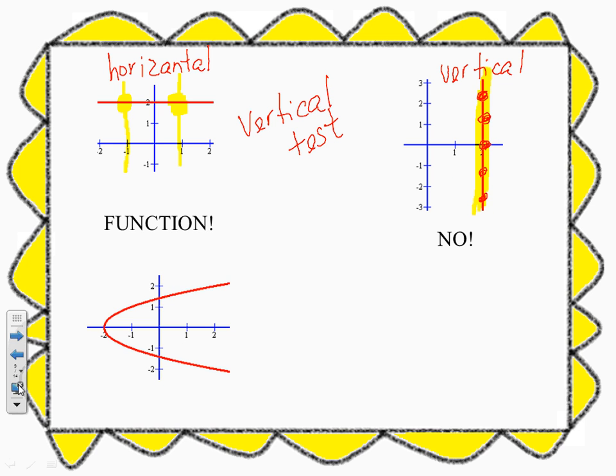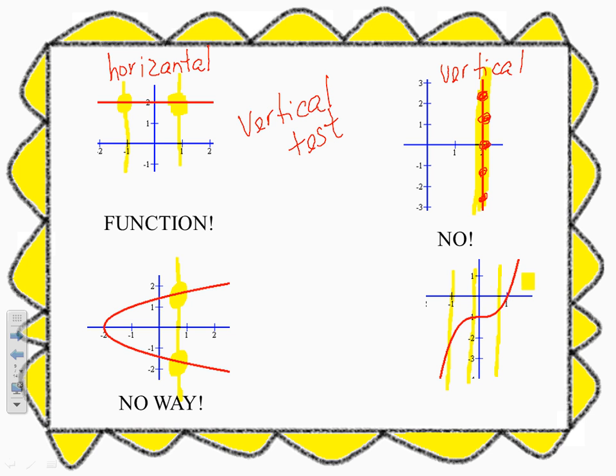Alright, let's do this one. That's a no-no. It's a done. Touches twice. What about this? Now, in this one, you can consider quickly. I'm going to go ahead and do a couple. There, and there. So, I think it's a function.